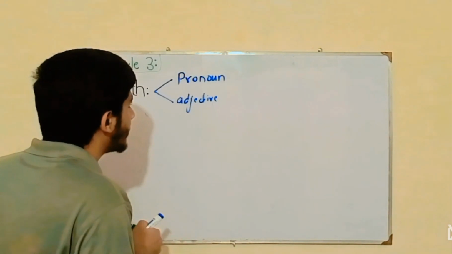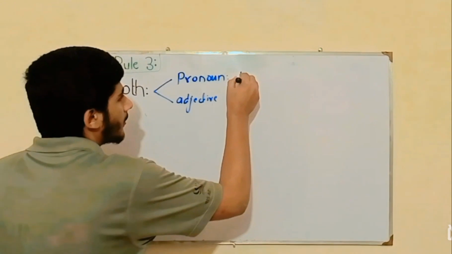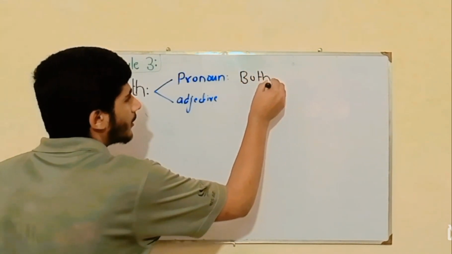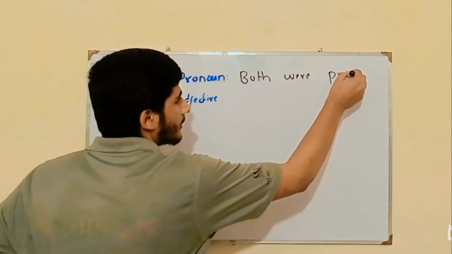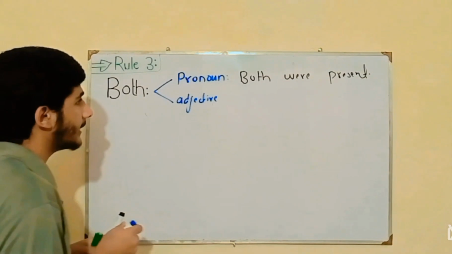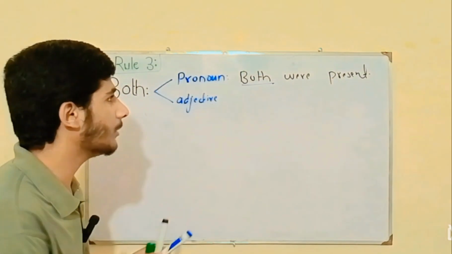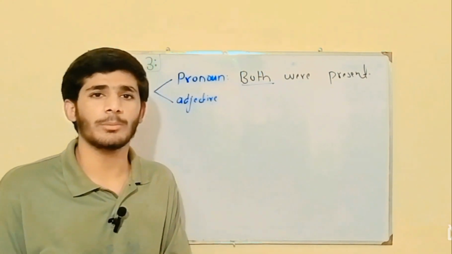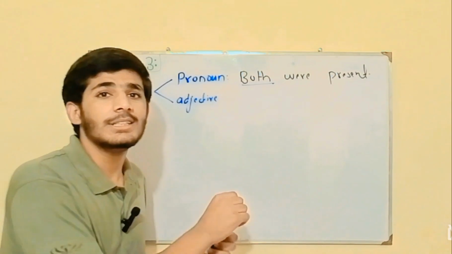How will I tell you in a sentence? For example, if I make a sentence, both were present. Both were present. Now in this sentence, both acts as a pronoun, because, as you know, subject and verb agreement. Were, in this sentence, is a verb, but it needs a subject.